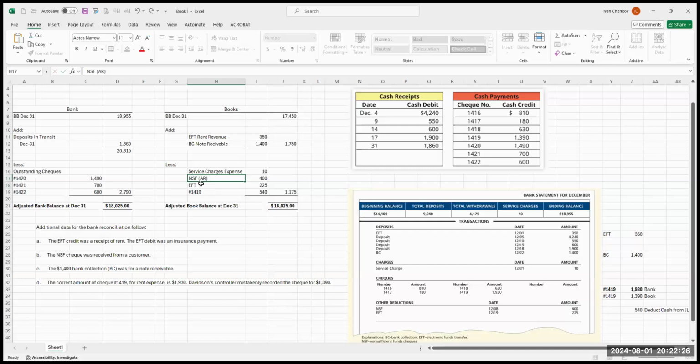Next thing is the electronic fund transfer, and that was related to the insurance payment. So our account was debited. That means the money is deducted from our bank account for $225. That is related to insurance expense. And the last one was for the check, which is for the rent expense.